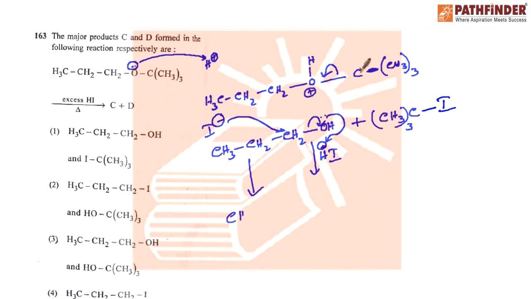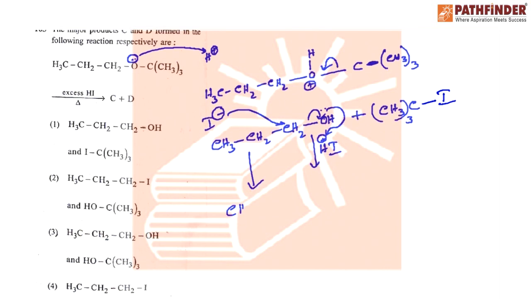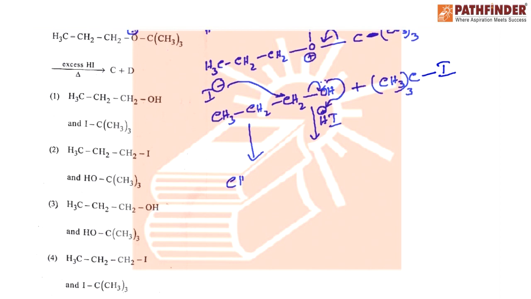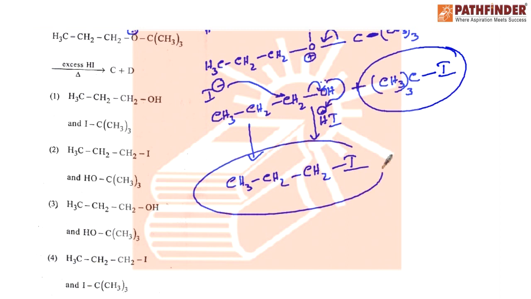Now in the next step, the answer will ultimately be CH3CH2CH2I. So these two will be our main products. Is it clear, my dear students? So the option will be, I think, option number 4. Okay, let's move on to the next question.